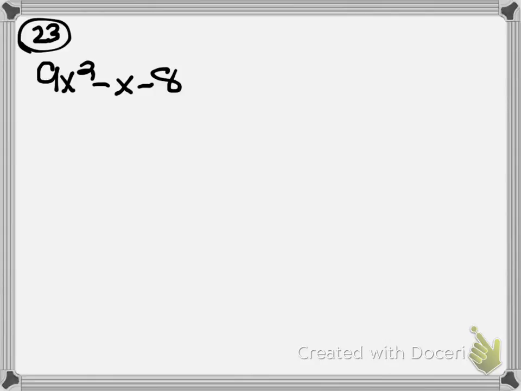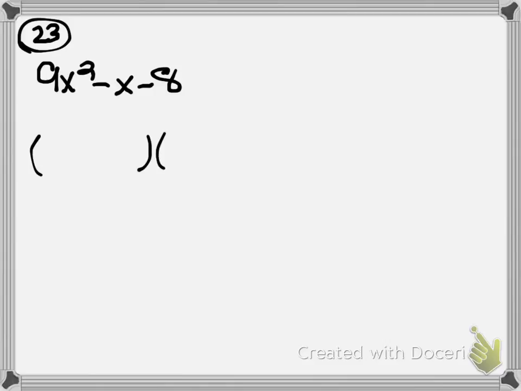But let's look at one that has a lead coefficient that's not 1, and there are no common factors, and let's look at another method to do this. This is number 23 on page 2. If you look, our lead coefficient is 9, and there's no common factors here between 1, 8, and 9, so we're stuck with that.